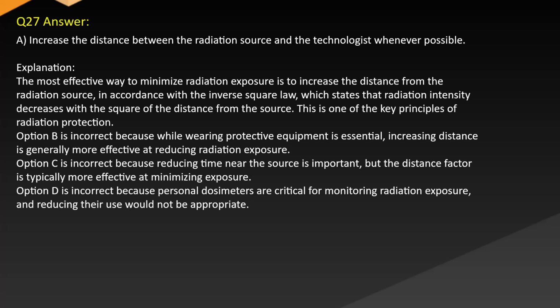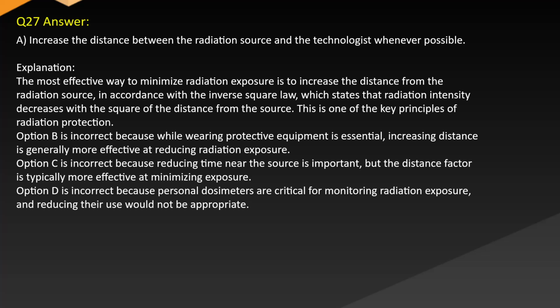Answer A. Increase the distance between the radiation source and the technologist whenever possible. Explanation. The most effective way to minimize radiation exposure is to increase the distance from the radiation source in accordance with the inverse square law, which states that radiation intensity decreases with the square of the distance from the source. This is one of the key principles of radiation protection.